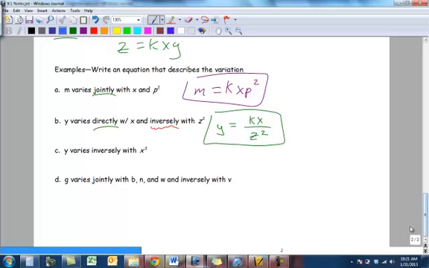All right. Hopefully y'all got y equals k divided by x to the third. And you got g equals k b n w over v. All right. So that is joint, inverse, and direct variation.